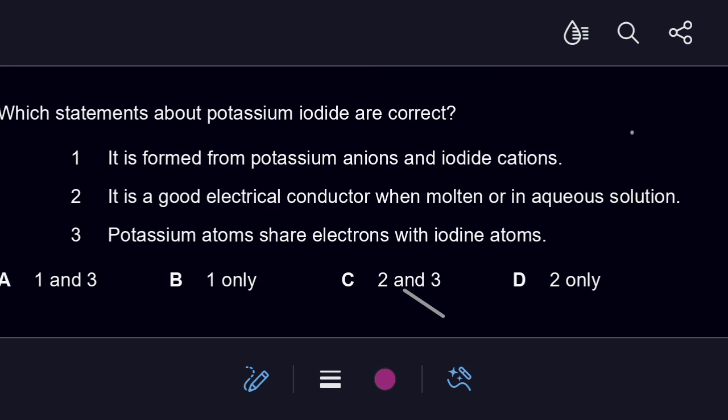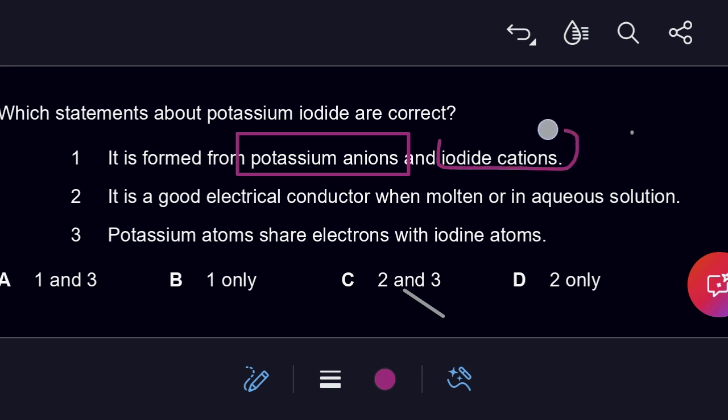Question number 6. Which statements about potassium iodide are correct? It is formed from potassium ions and iodide cations. Potassium anions and iodide cations. That's the tricky part. Potassium is always positive, so potassium cations and iodide anions. So the option is totally wrong.